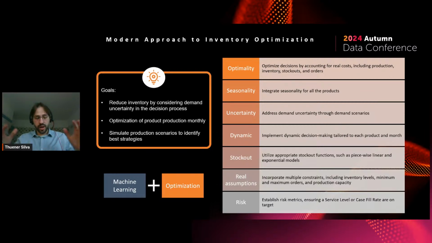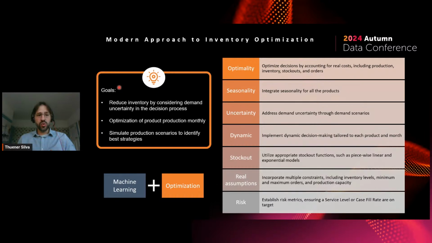So here we come and say, okay, how can we tackle this problem? What's at the core of this issue, right? So our goals with this new approach, our modern approach to inventory optimization: reduce your inventory by considering uncertainty in the decision process, right? We're not going to escape from this. A lot of those indicators that we're seeing are there because your demand fluctuates a lot, and you have to integrate these demand fluctuations into your decision process.